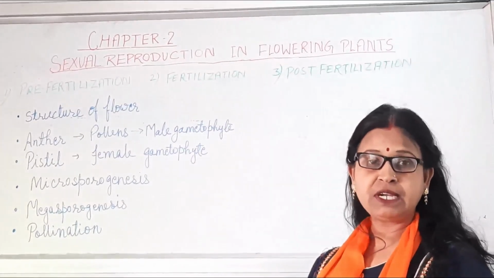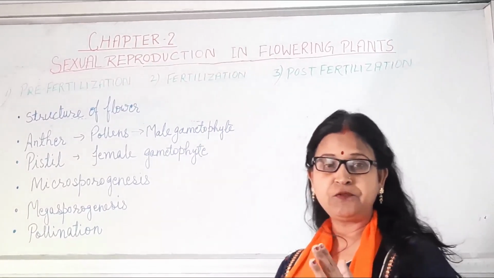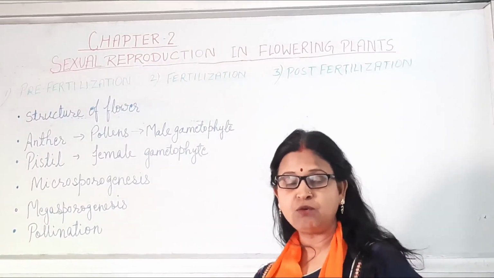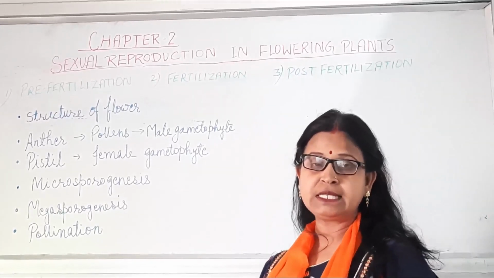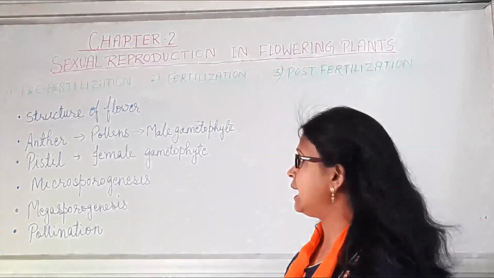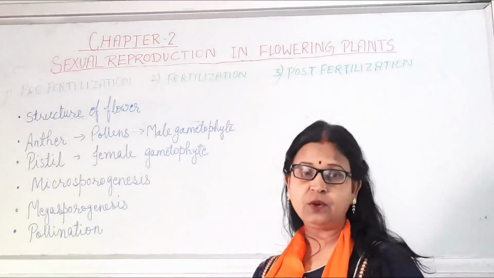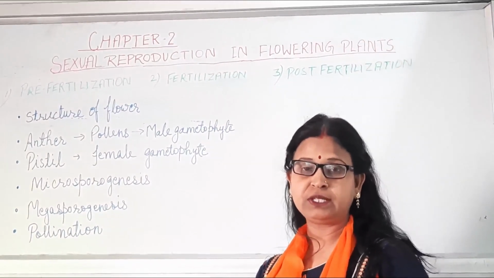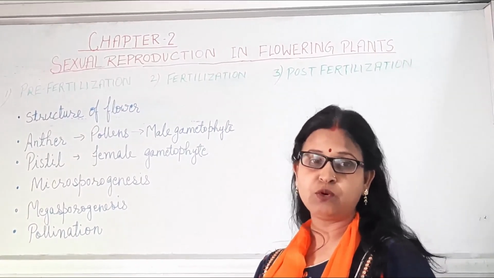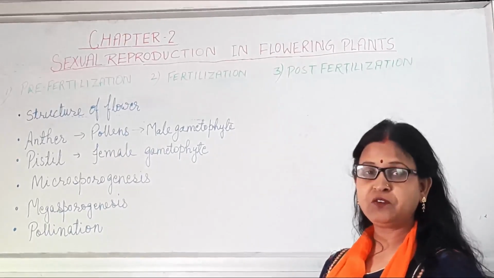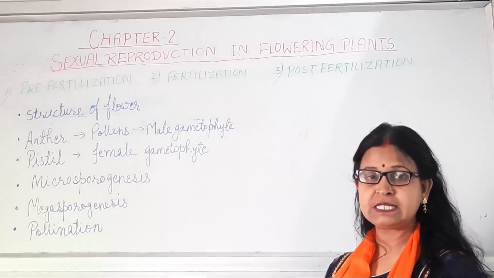Flower consists of mainly 4 parts, 4 whorls. The first, outermost whorl is known as calyx. Next to the calyx is the corolla. Then the third whorl is the androecium, and the innermost whorl is the gynoecium, or the female reproductive portion. Now have a look at the figure of this flower, in which we'll discuss the different parts.